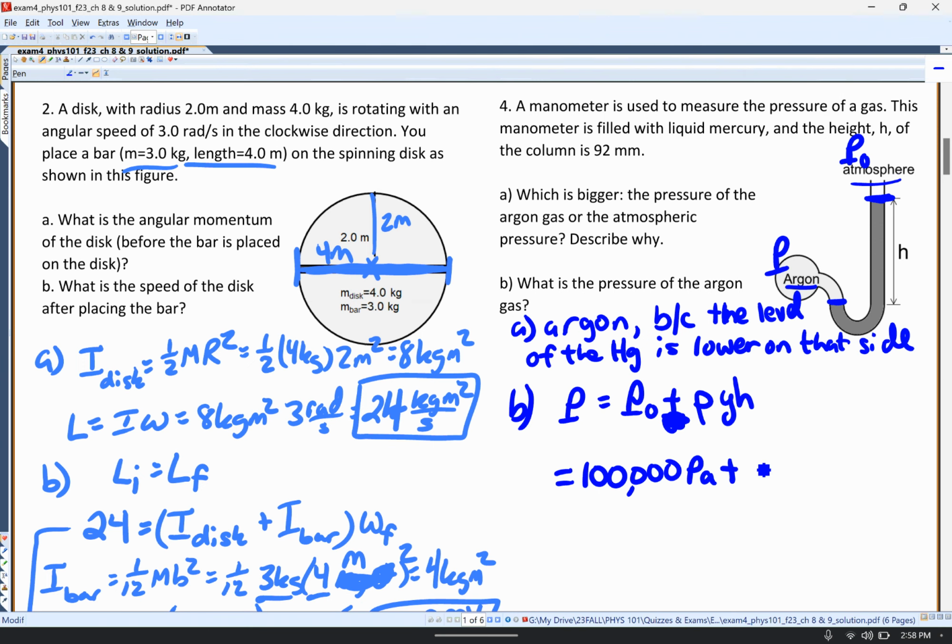Plus the density, which is 13,600, times g, which is 10, times the height, which is 92 millimeters, and that's going to be 0.092 meters. When I calculate that, I get 100,000 plus 13,600 times 10 times 0.092. We get 112,000 pascals.